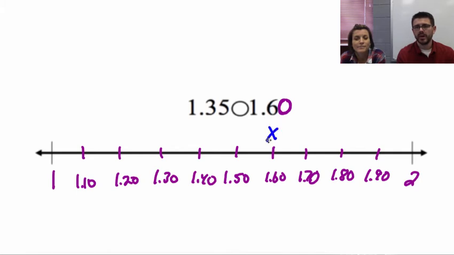Here's my 1.6 or 1.60. My 1.35, 35 is in between 30 and 40, so it's going to fall right about there. And again, which number is larger, which number is farther to the right? The one that's closer to 2 in this case would be my 1.60, so that's my larger number.